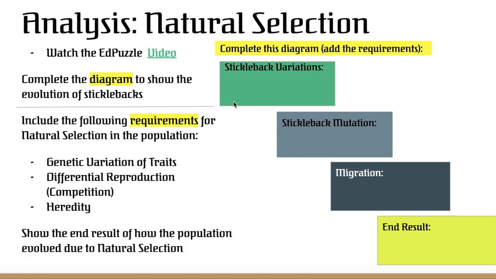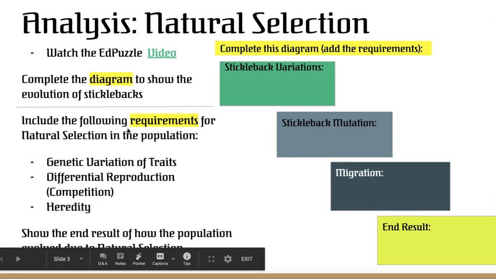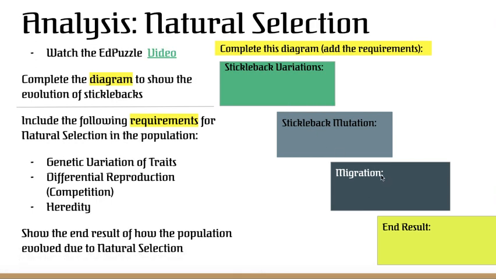Now, this is your analysis activity. There is an Edpuzzle video for you to watch. You're going to complete this diagram here on the right, but don't forget to add these 3 requirements and where they occur. As you watch the video, you'll be able to fill this diagram in and then submit it in your Google Classroom.